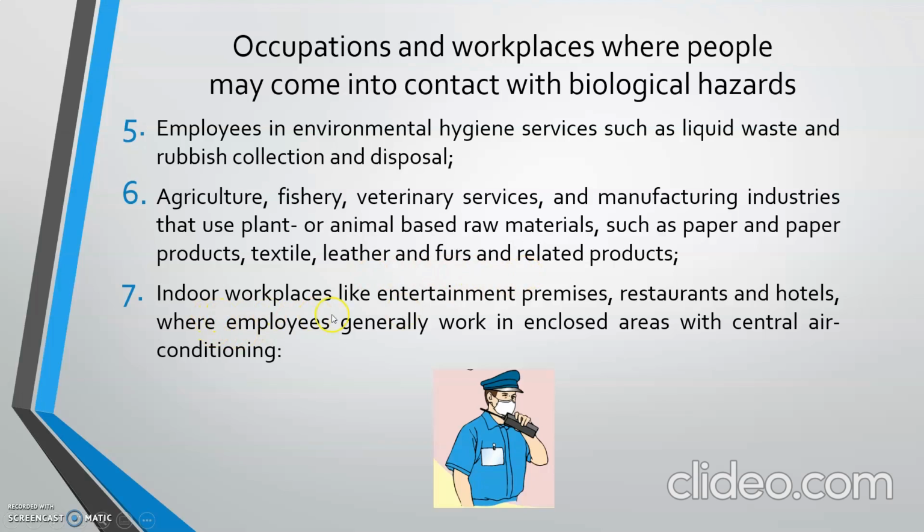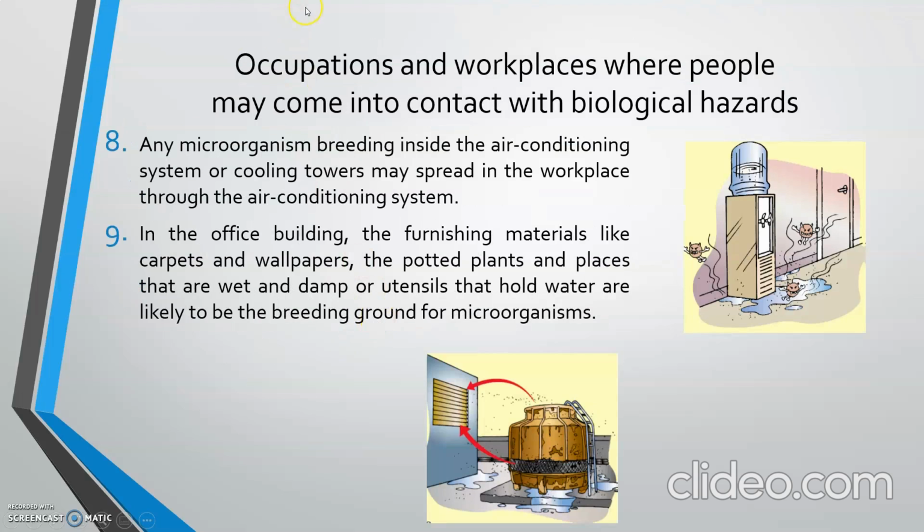Indoor workplaces like entertainment premises, restaurants and hotels, where employees generally work in enclosed areas with central air conditioning. Any microorganism breeding inside the air conditioning system or cooling tower may spread in the workplace through the air conditioning system. And in the office building, furnishing materials like carpets, wallpapers, pot plants and plates that are wet and damp, or utensils that hold water, are likely to be the breeding ground of microorganisms.